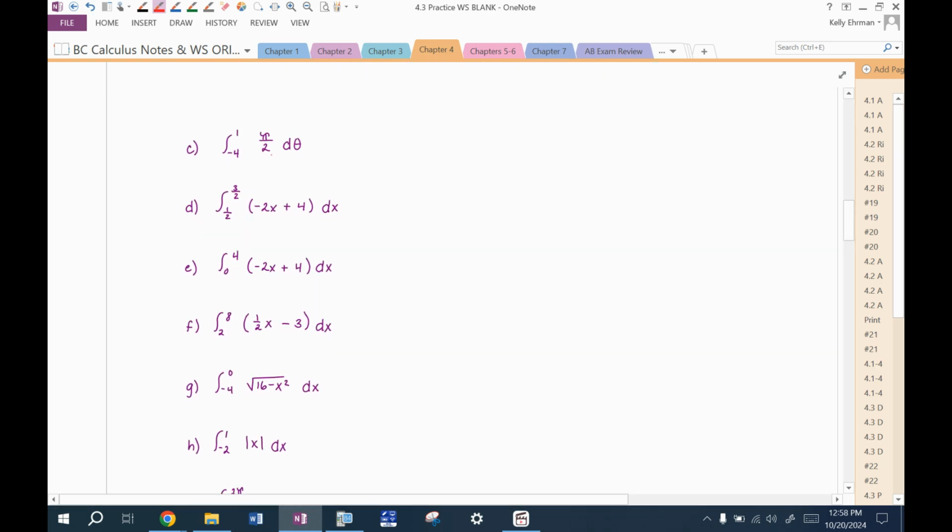The next one is still a constant function. It has a height of pi over 2, which is positive. I keep sketching this before I really look at the bounds. Going from negative 4 to 1. So you're looking at this area here. This base is 5 units. This height is pi over 2 units. 5 times pi over 2 is 5 pi over 2.